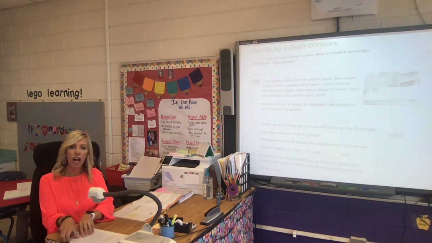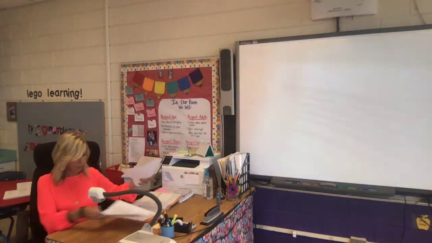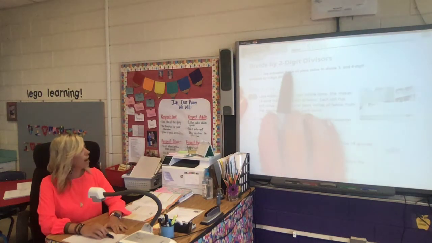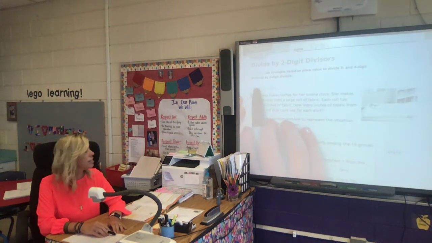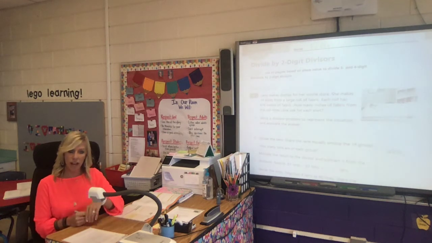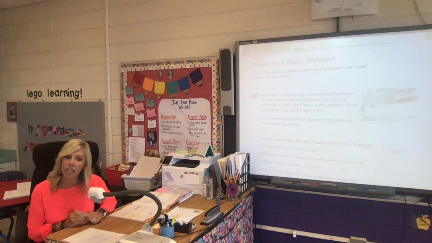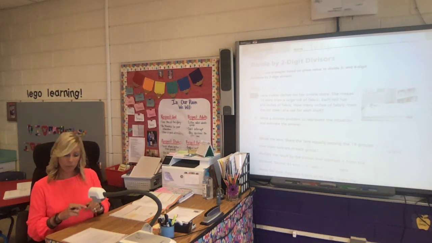I'm going to try and write really dark so you can see. Okay, so first it says, I can use strategies based on place value to divide 3 and 4 digit dividends by 2-digit divisors. Remember, the dividend is what is being divided. The divisor is what you're dividing by, and the quotient is your answer. All right, so let's look at this together and go through it.